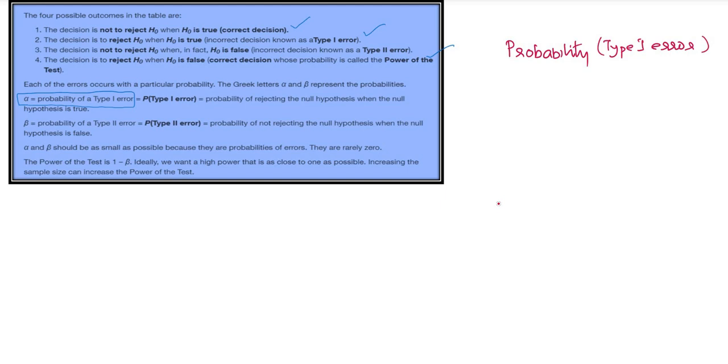What is type 1 error? Reject H naught when it is true. That is type 1 error. The probability of that is called alpha. So that is type 1 error.